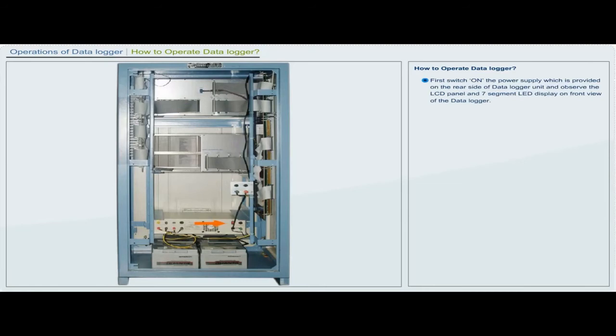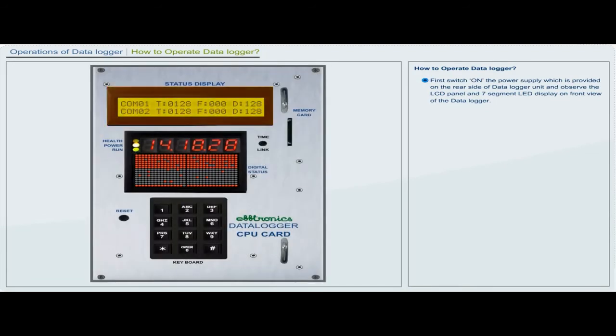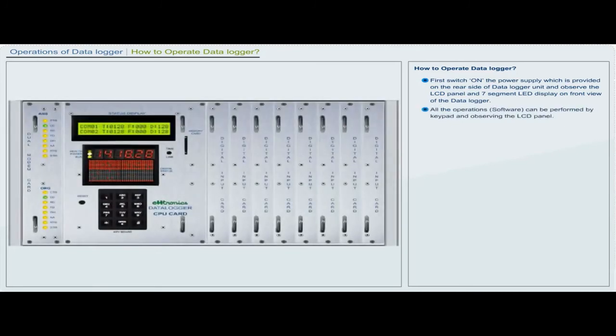How to operate the data logger? First, switch on the power supply which is provided on the rear side of the data logger unit, and observe the LCD panel and 7-segment LED display on the front view of the data logger. All the software operations can be performed by keypad and observing the LCD panel.